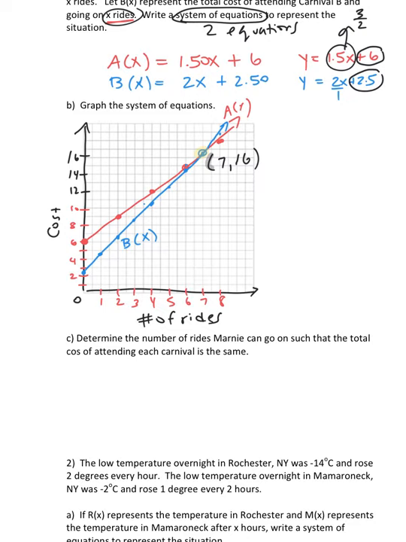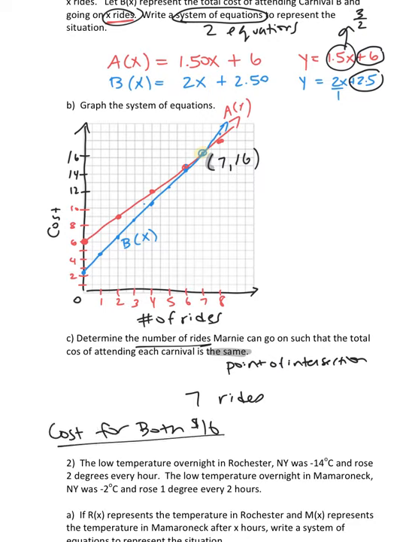So when you see the same, they're saying point of intersection. Right? And they said determine the number of rides. So we know 7 is the number of rides. Now if they asked us about the 16, you would say they both cost $16. They didn't ask you that, but I'm going to write cost for both is $16. That's the meaning of the 16.